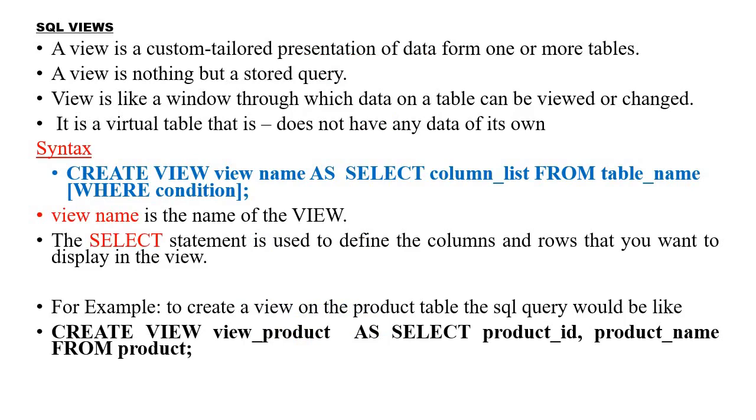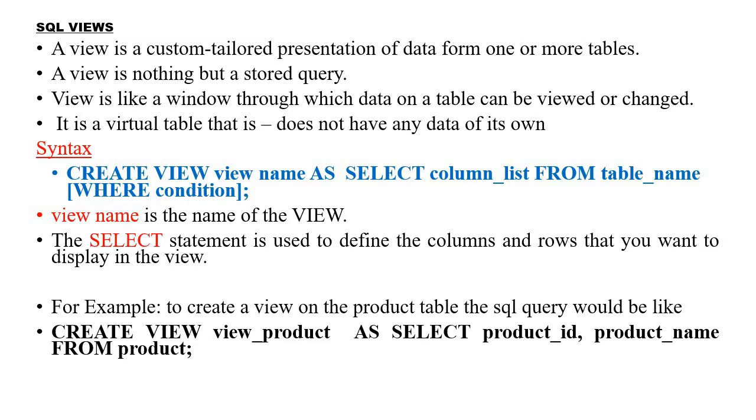A view is a custom tailored presentation of data from one or more tables. A view is nothing but a stored query. A view is like a window through which data on a table can be viewed or changed. It is a virtual table, so it does not have any data of its own.